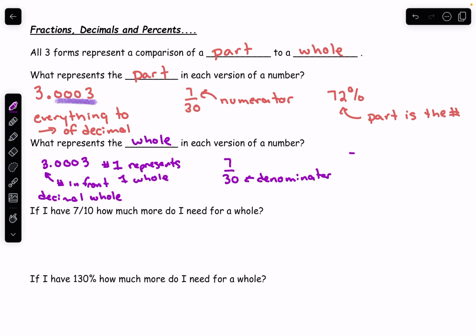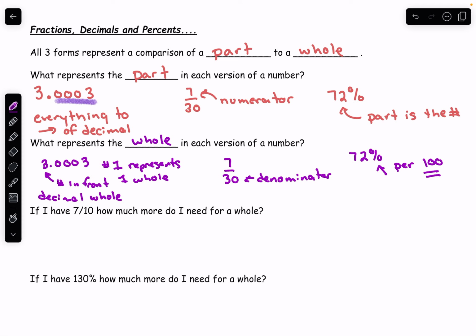Now the percentage is an interesting one because the part that represents the whole is actually the percent symbol. So percent stands for per 100. So that 100 is a whole when you're writing a number as a percent. So 72% means 72 parts out of 100 whole.